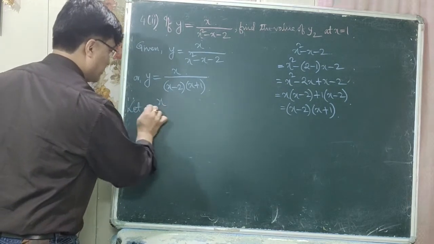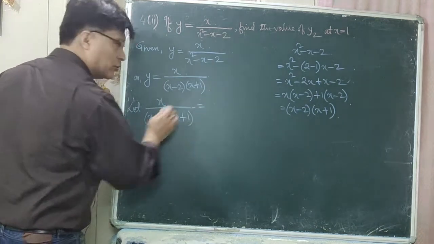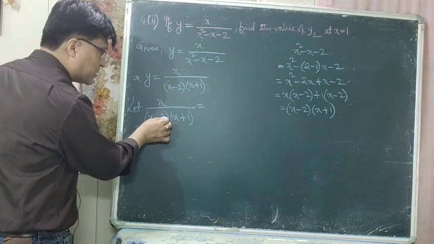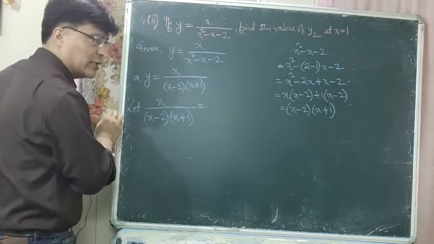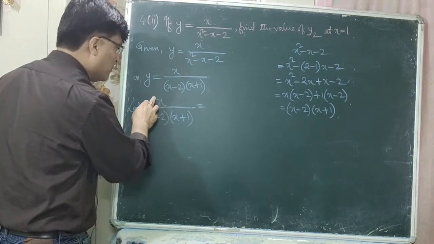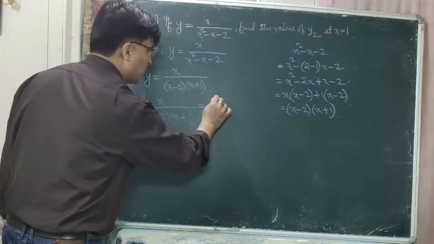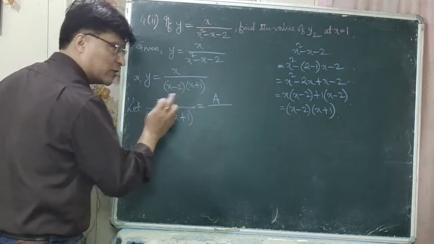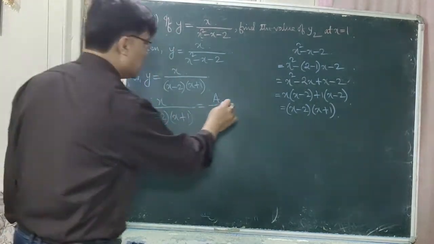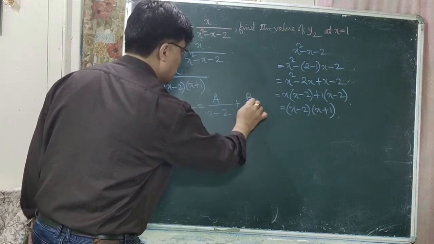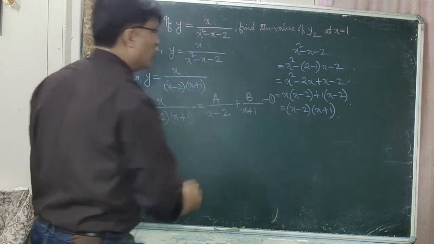Let x upon x minus 2 into x plus 1 is equal to, here the first factor is a linear expression in x, and the highest power of x in the numerator is less than the highest power of x in the denominator. So whatever the expression may be, whether it is variable or constant, you always write a constant A divided by the first factor, which is x minus 2, plus some constant B divided by the second factor, which is x plus 1. So this is your number 1.